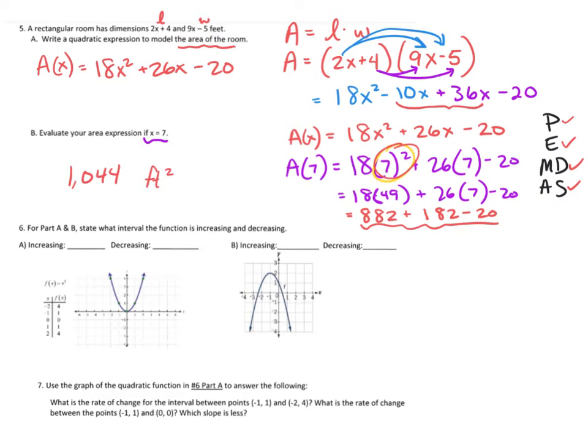Now number 6 and 7, here we go. Number 6, state what interval the function is increasing and decreasing. So remember, think of this as a roller coaster that only goes from left to right. Always go from left to right. So let's take a ride on this magic roller coaster.